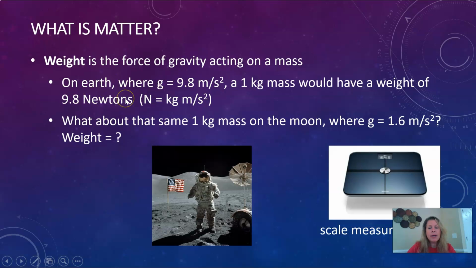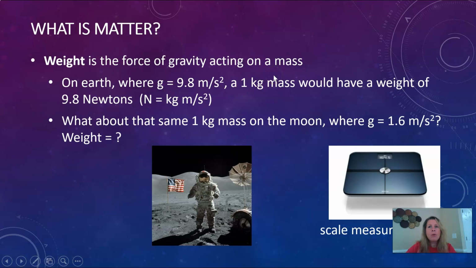All right, so let's think about if we were on the moon. The moon does not have the same gravitational acceleration as we do here on Earth. Okay, there gravity has a lot less pull. So g, which is the gravitational acceleration on the moon, is 1.6 meters per second squared. So I want you to think about what would the weight of a 1 kilogram mass on the moon be? You're going to answer that for me.